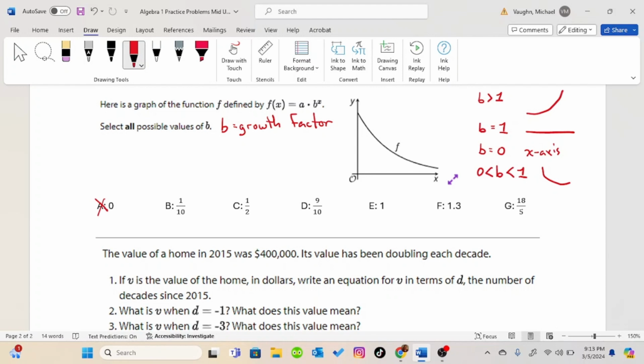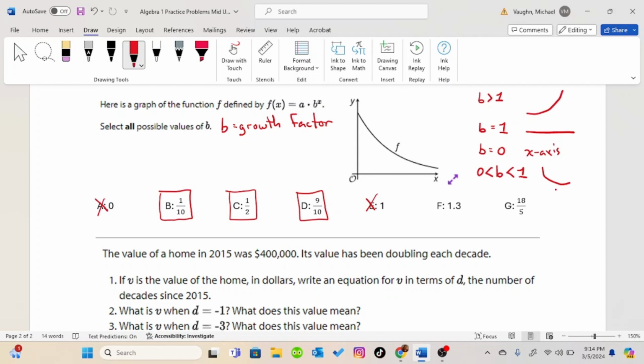B is 1/10. That is greater than 0 but less than 1. C is 1/2. That is greater than 0 but less than 1. D is 9/10. That is greater than 0 but less than 1. E is 1, and we said that would just be a horizontal line at the y-intercept. So that can't be correct.